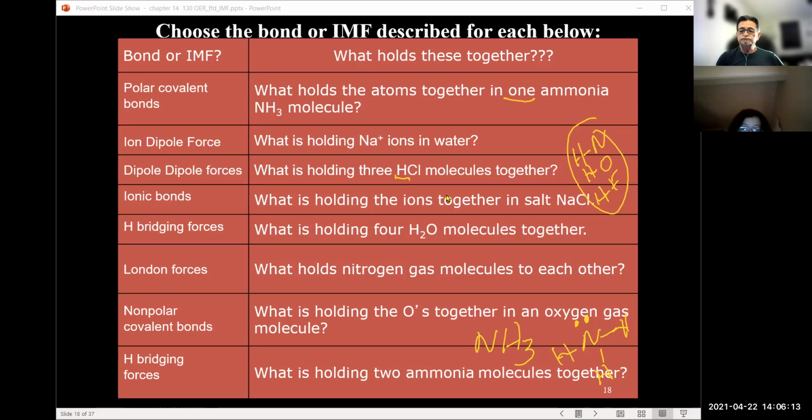Okay. There's only three molecules. Remember that for hydrogen bridging, there's only three types of compounds. And those are given, I got here in a circle: hydrogen-nitrogen, hydrogen-oxygen, and hydrogen fluoride.